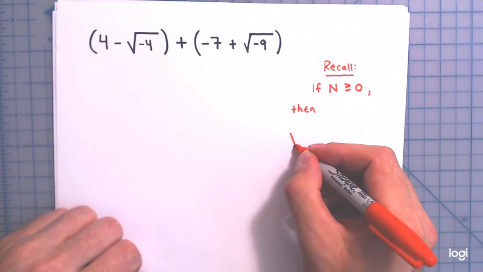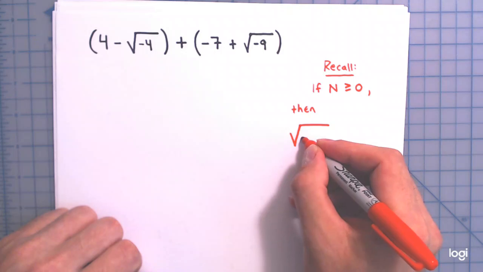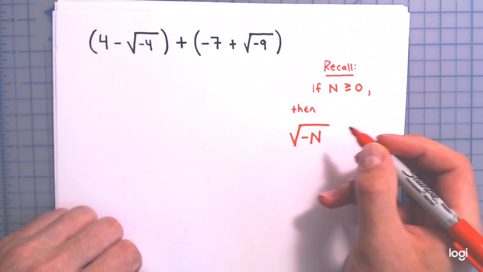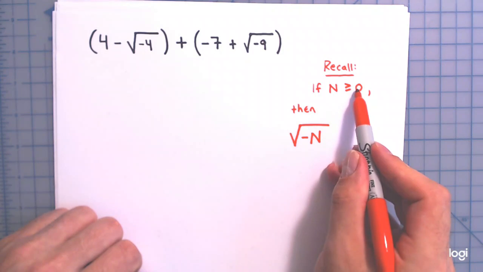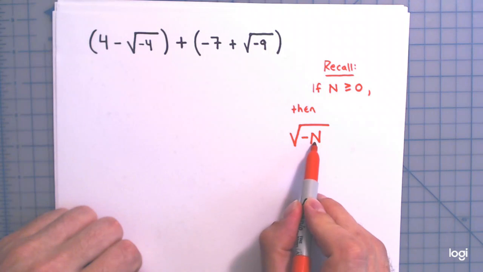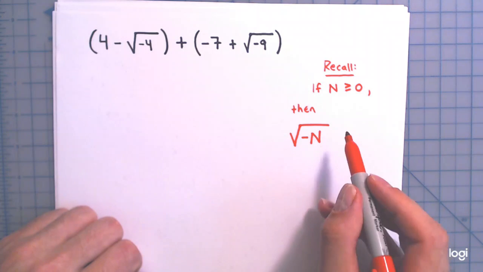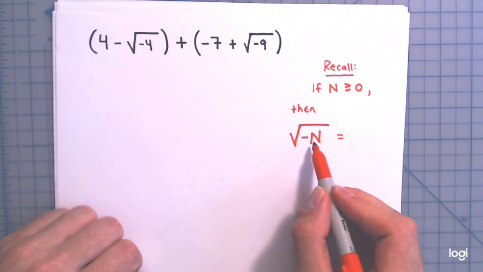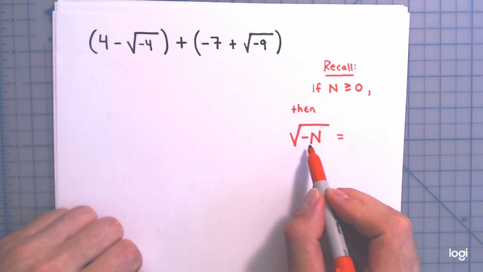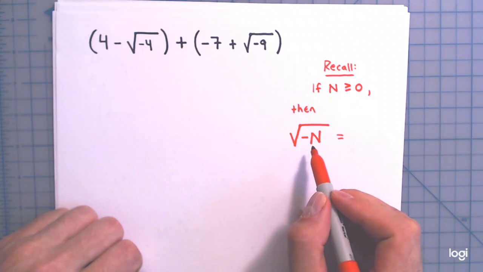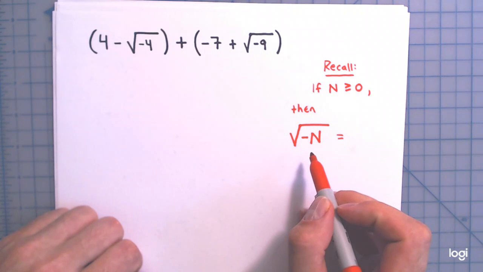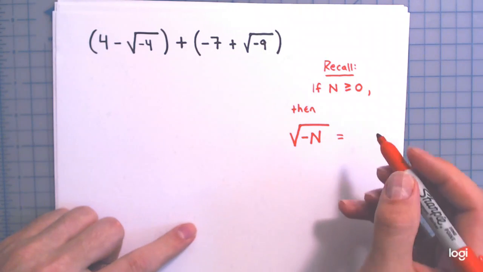Then the square root of the opposite of N, right? So if N is not negative, then the opposite of N will not be positive. This will be a negative number or a non-positive number. You can rewrite the square root of a negative number as one of these pure imaginary numbers, where you have a real number times i, the square root of -1.